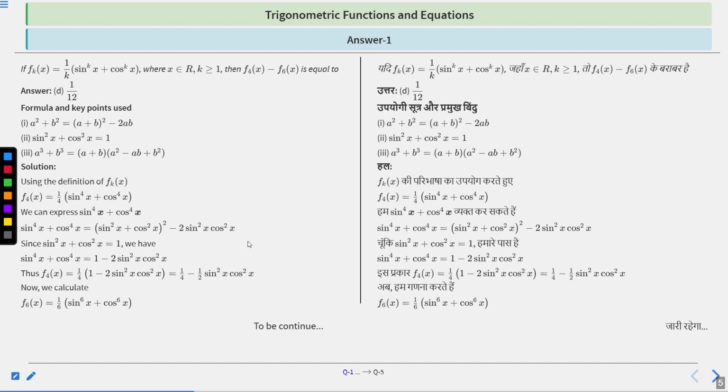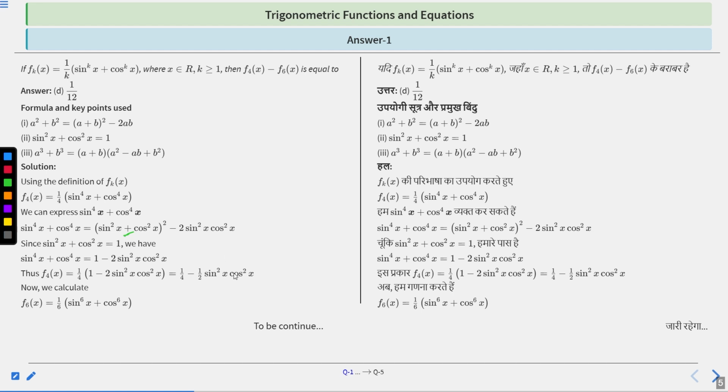Now, since we know that sin square x plus cos square x is 1, therefore sin^4 x plus cos^4 x is equal to 1 minus 2 sin square x cos square x. Thus, f_4(x) will be equal to 1/4 into (1 minus 2 sin square x cos square x), which will be equal to 1/4 minus 1/2 sin square x cos square x.